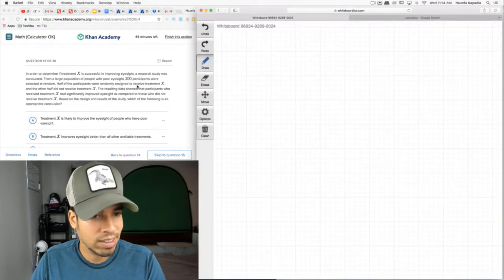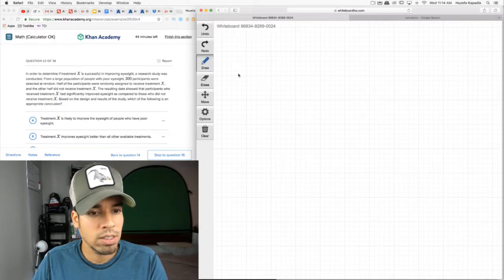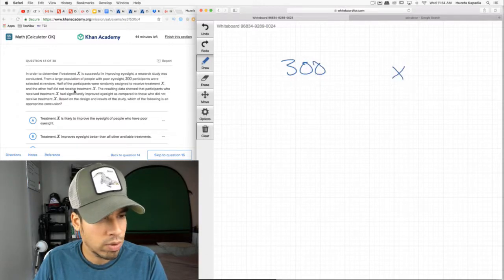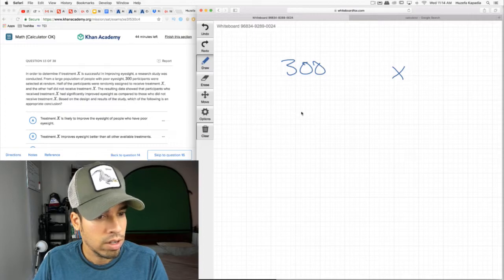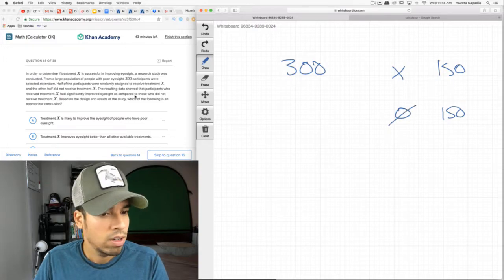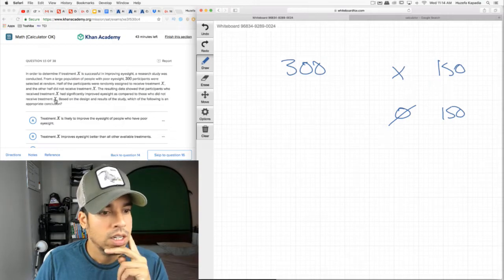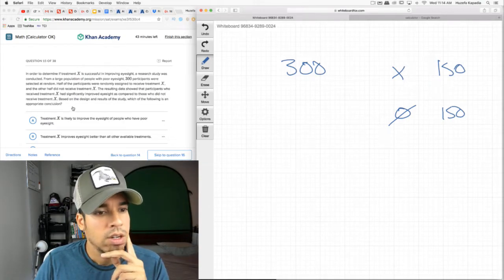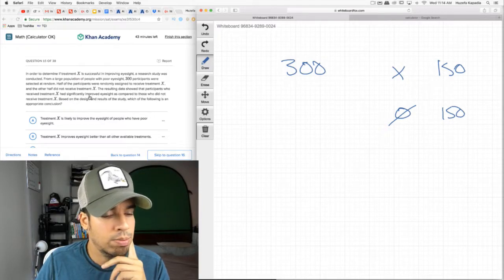Next, in order to determine if treatment X is successful in improving eyesight, a research study was conducted. From a large population of people with poor eyesight, 300 participants were selected at random. Half of the participants were randomly assigned to receive treatment X. Okay, so half got X, and the other half did not. So 150 here, 150 nothing. The resulting data showed that participants who received treatment X had significantly improved eyesight compared to those who did not receive treatment X. Which of the following is an appropriate conclusion?